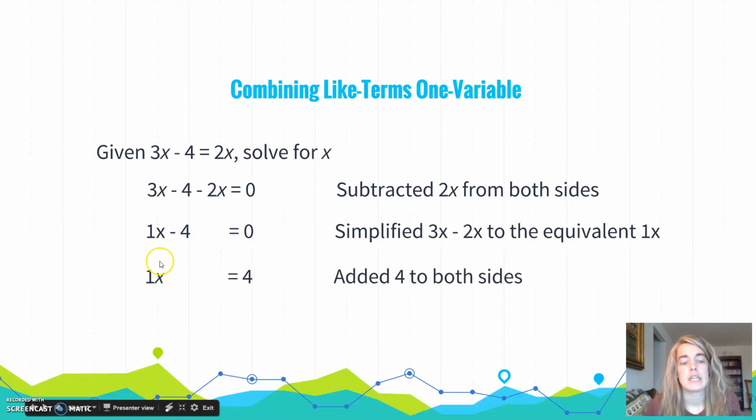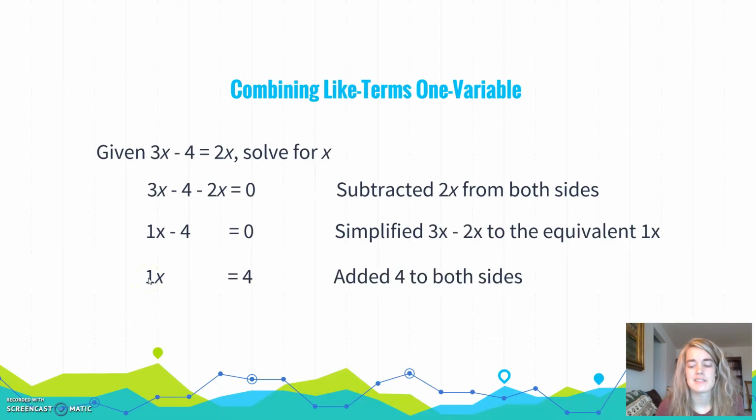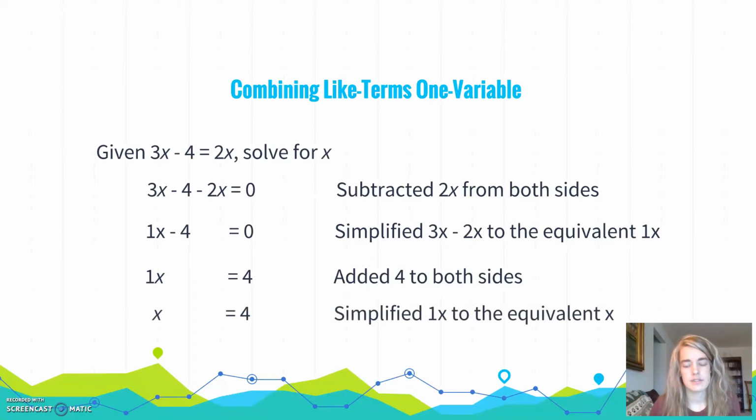So all I'm left with is a 1x, because negative 4 plus 4 is 0, so it's completely gone. And 0 plus 4 is 4. This one here, this is why I said it's only really a one-step equation, because 1x is the exact same thing as just x. There's no reason to put that 1 there, so I can say x is 4, or x equals 4. So that's our first example.